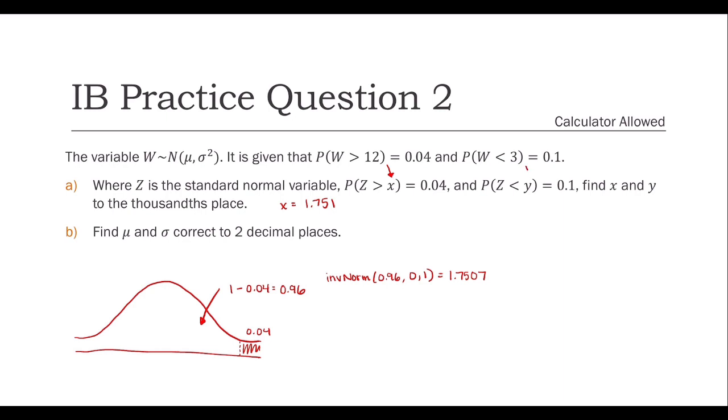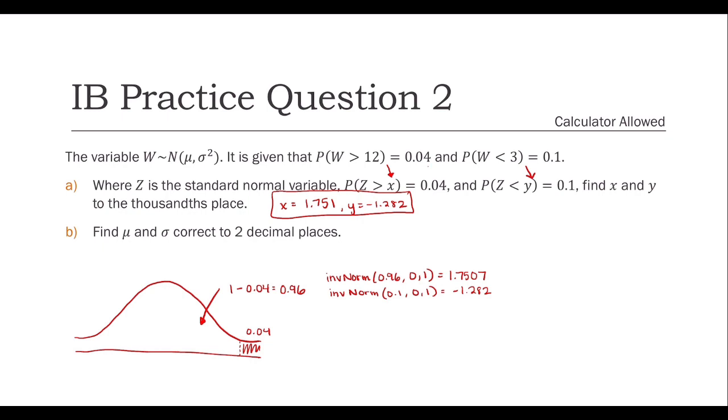Now we need to find y, which is using a z-score for this one. So our z-score is going to be the inverse normal, where the area is 0.01 because it's less than that, and then the mean is 0 and standard deviation is 1. So that gives us negative 1.282. So y equals negative 1.282. So that's part A.